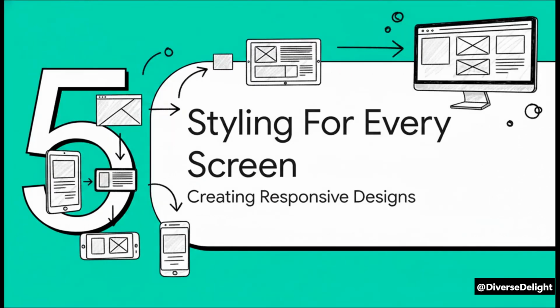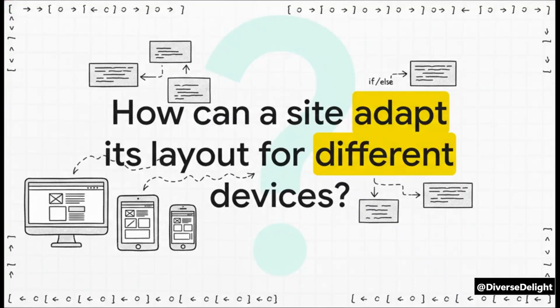All right, finally, let's talk about the modern web. Your website isn't just viewed on a desktop computer anymore, right? It has to look fantastic everywhere, from a tiny phone held sideways to a massive widescreen monitor. This is what we call responsive design. So how do we actually do it? How can a single codebase create a layout that shifts and adapts perfectly to whatever screen it's on?